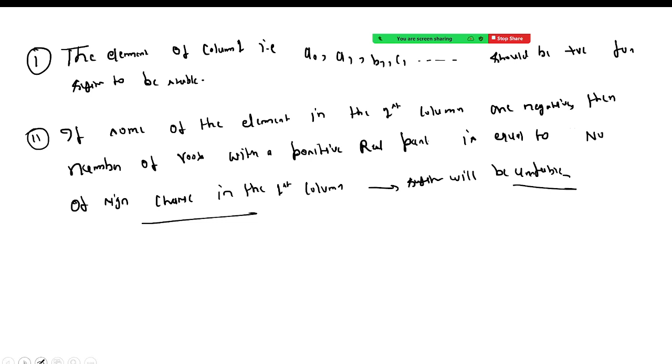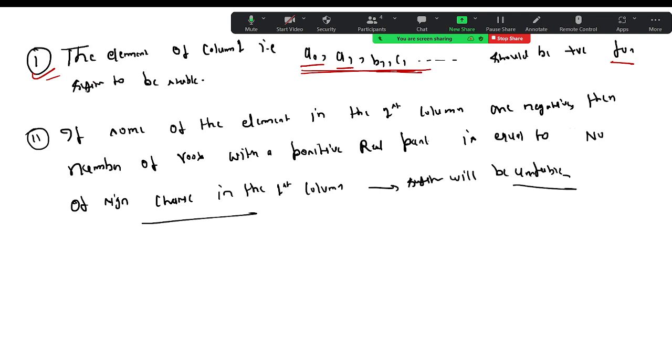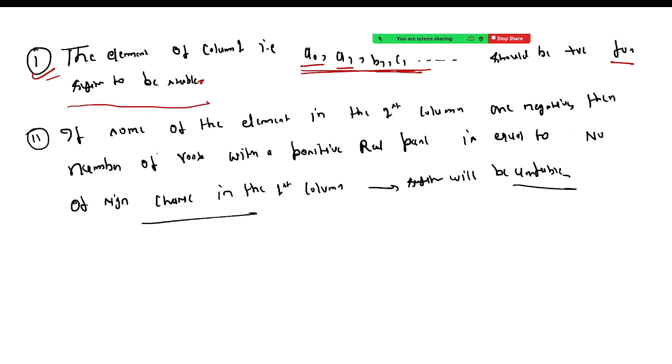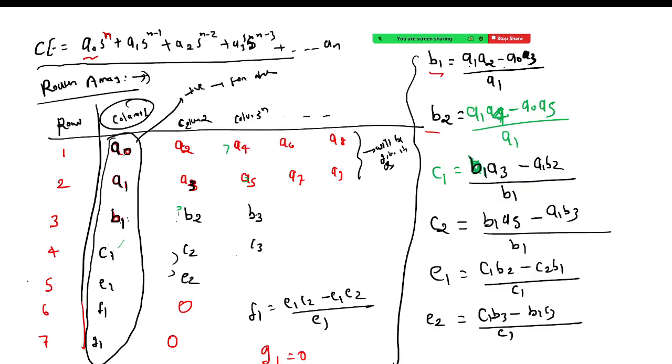What does it mean? Let's try to understand. I hope the first point is clear. If all the coefficients in the first column, A naught, A1, A2, are positive, then definitely the system will be stable. All these should be positive. Then it will be stable.